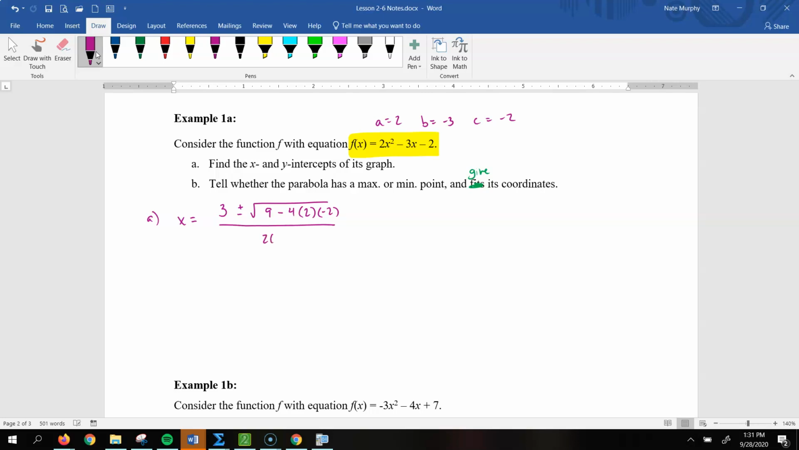That's another problem some students make: they write down just the square root over 2a, but it's that entire piece all over 2a, or 4 if you want to write that down. All right, so that's the first step.